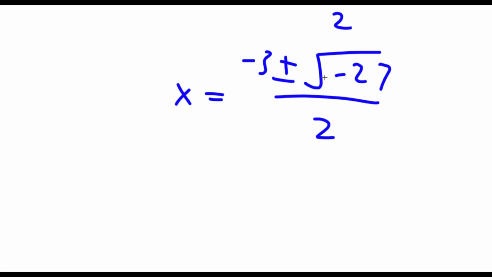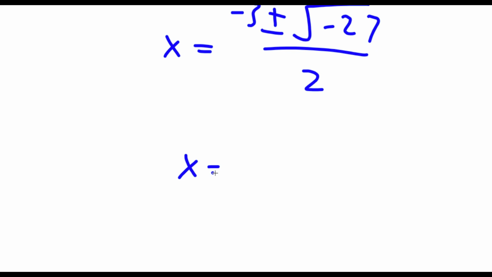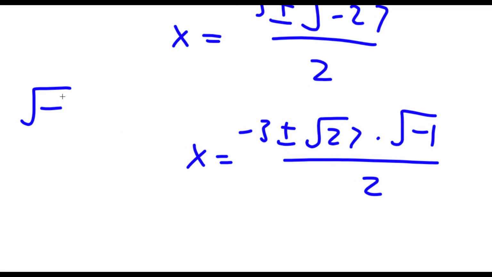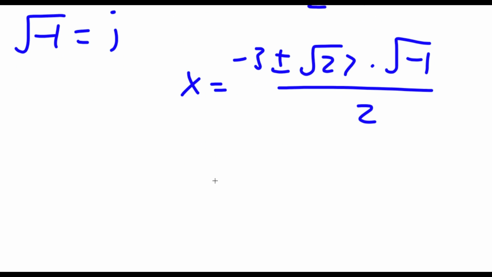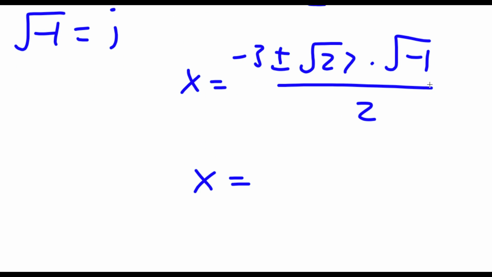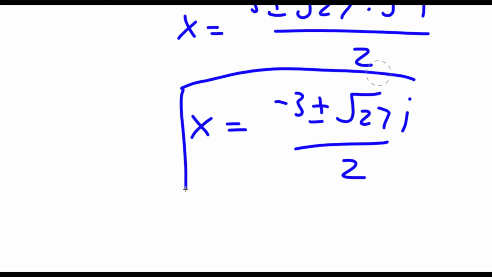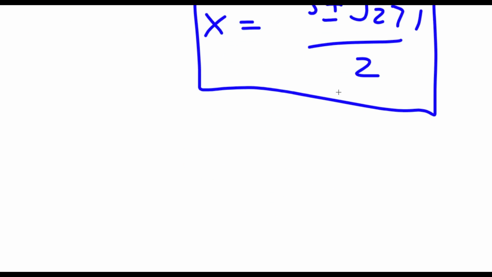And now negative 27, the square root of negative 27, I can rewrite as the square root of 27 times the square root of negative 1. And if you guys already didn't know, the square root of negative 1 is actually equal to the imaginary number i. So now, if I replace the square root of negative 1 with i, I get negative 3 plus or minus the square root of 27, i over 2. So these are two other solutions to this problem.